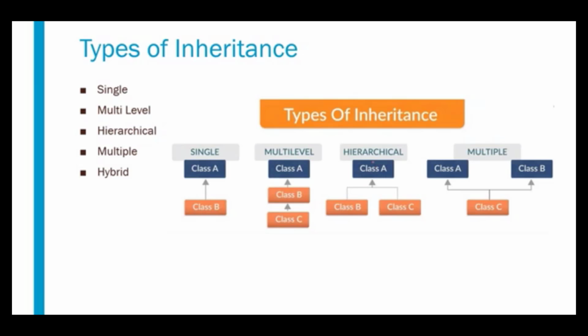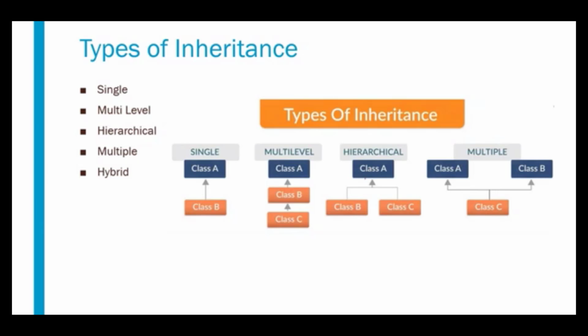And then hierarchical inheritance. Hierarchical inheritance means multiple child classes have one parent class. All the child classes have only one parent class. This is called hierarchical inheritance. And here B and C are derived from class A. So class A is a single parent for both the child classes.